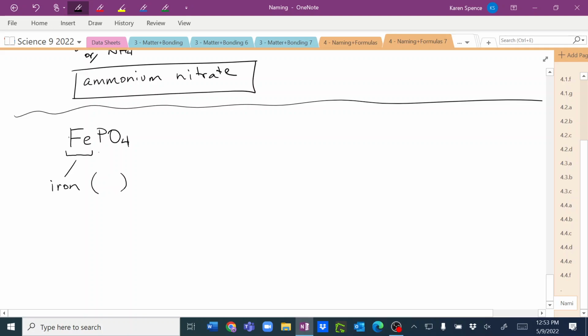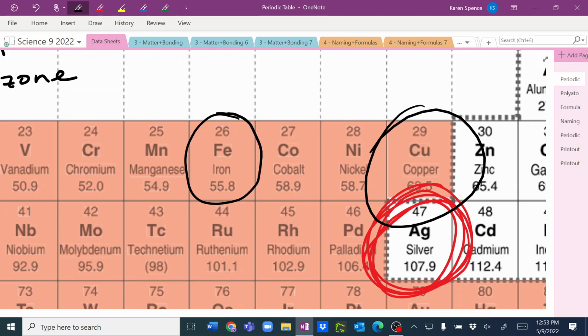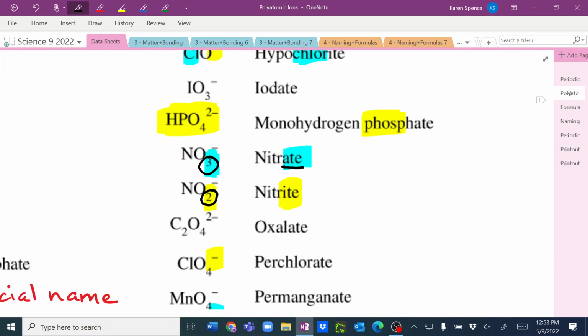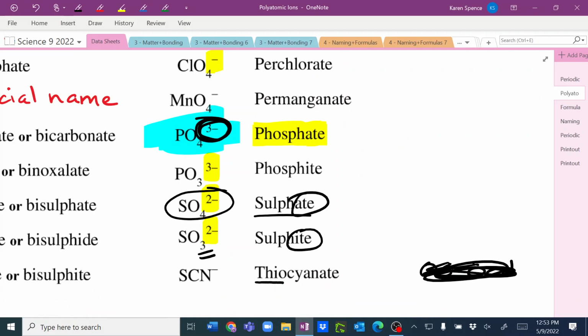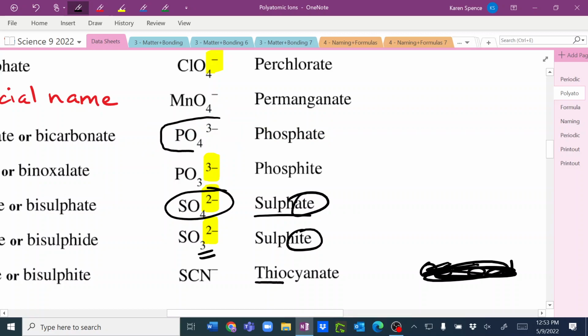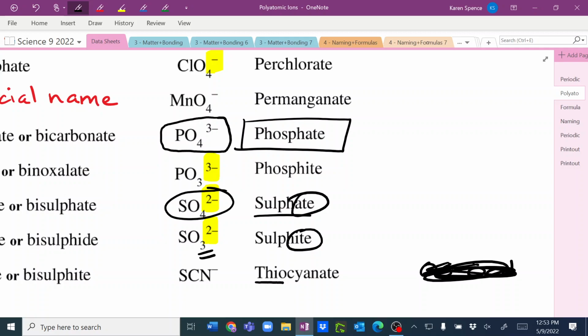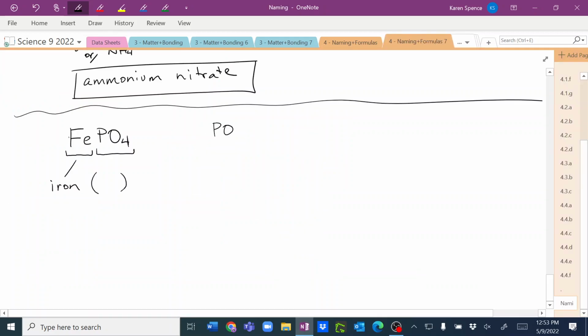Then the rest of the thing is PO4. What is PO4? That is phosphate because we can go look. I've scribbled all over this, but it is phosphate. PO4 3- is phosphate. So we're going to name this phosphate.